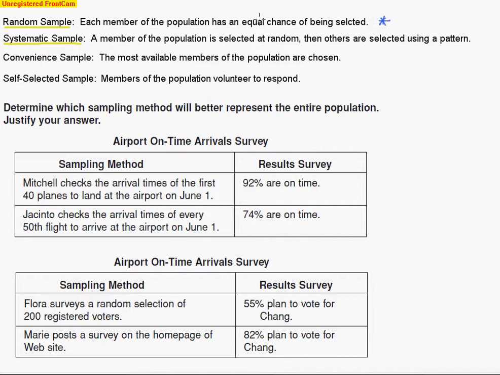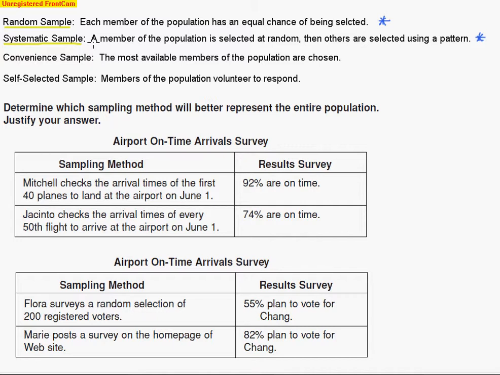The next best one is the systematic sample. A member of the population is selected at random, and then others are selected using some sort of pattern, like every third one is selected, or every 50th one is selected, or something like that. And then convenience sample is not as good, but it's just a way of sampling, and the most available members of the population are chosen. Like if you go over to Safeway and you ask, well, do you like Safeway? And the people that are there would probably say yes, because they are shopping there. So that would be a convenience sample. It was easy to find people that shopped at Safeway.